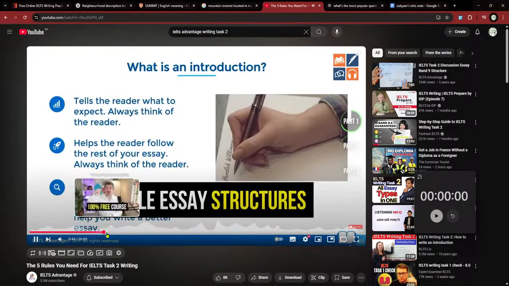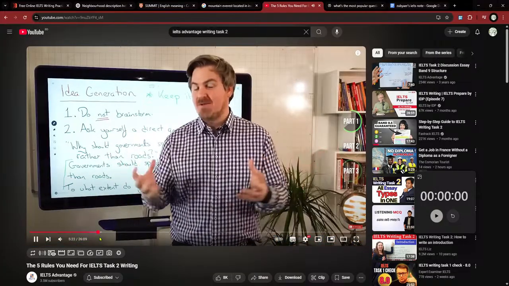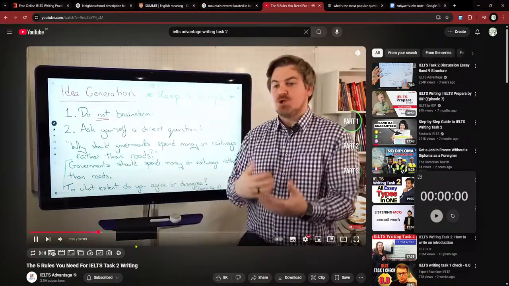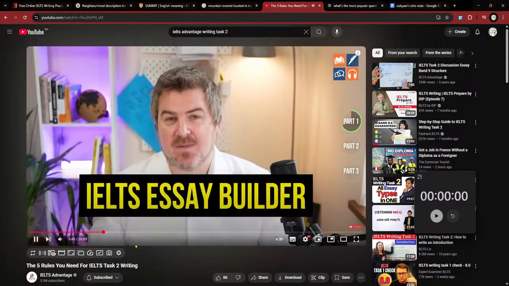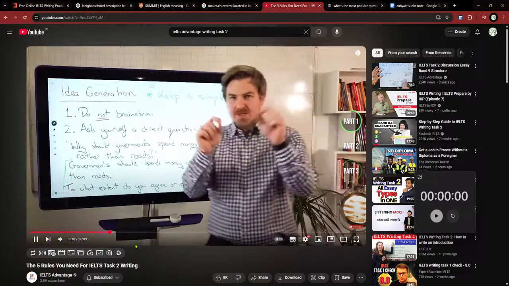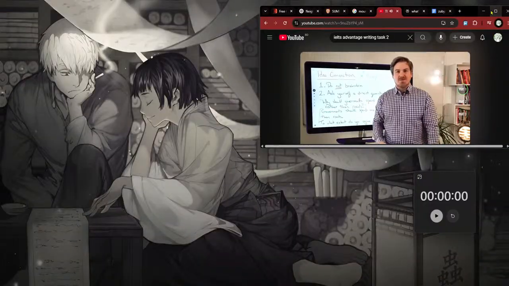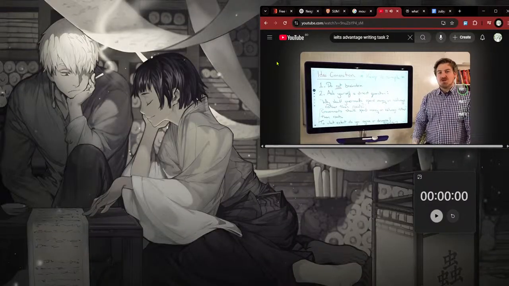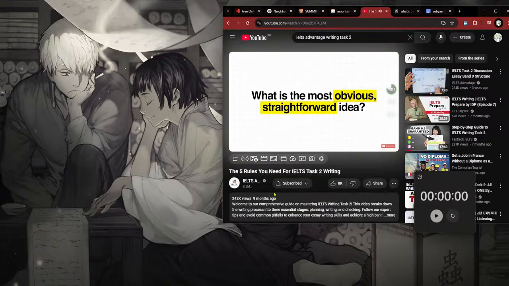Don't introduce... from your introduction to your main body paragraphs to your conclusion. Complicated, high-level ideas. They want you to show that you can use ideas to improve... railways versus roads, and a little bubble around it and 20 arrows. Just ask yourself one question: what is the most obvious, straightforward idea that comes up?